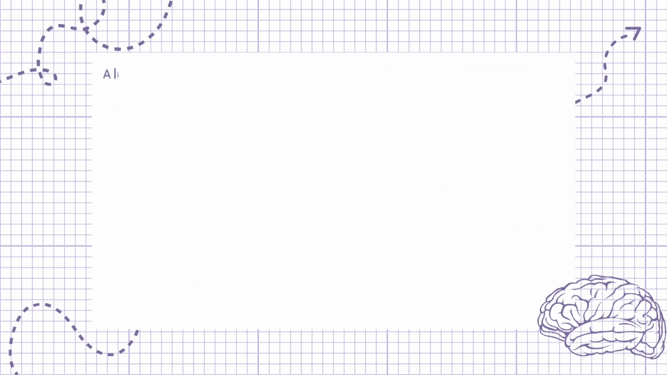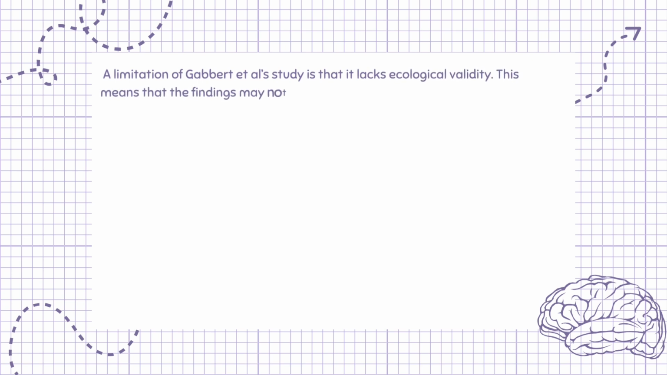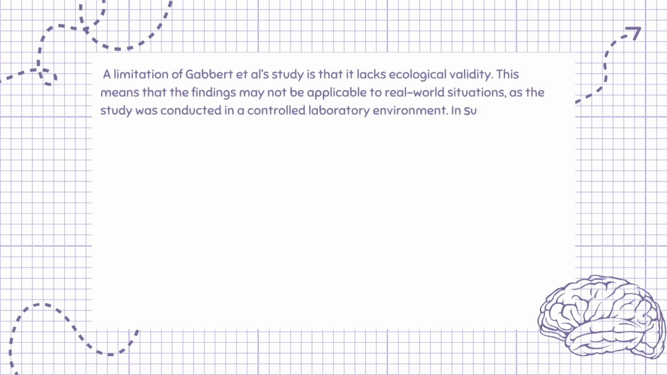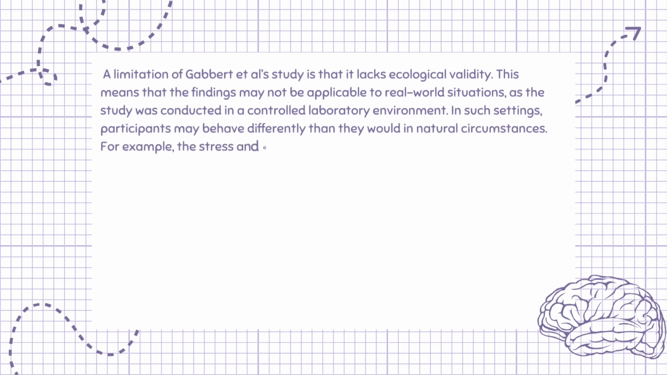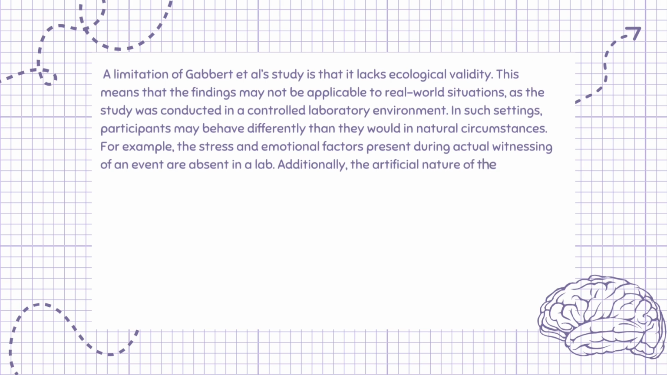A limitation of Gabbert et al.'s study is that it lacks ecological validity. This means that the findings may not be applicable to real-world situations, as the study was conducted in a controlled laboratory environment. In such settings, participants may behave differently than they would in natural circumstances. For example, the stress and emotional factors present during actual witnessing of an event are absent in a lab. Additionally, the artificial nature of the tasks may not accurately represent how people interact and discuss events in everyday life.